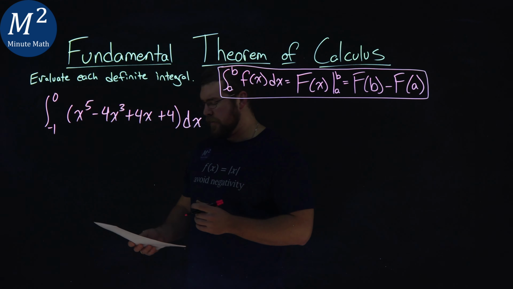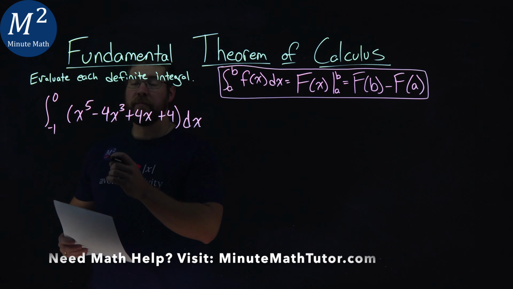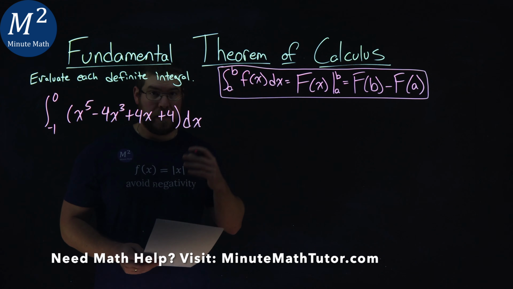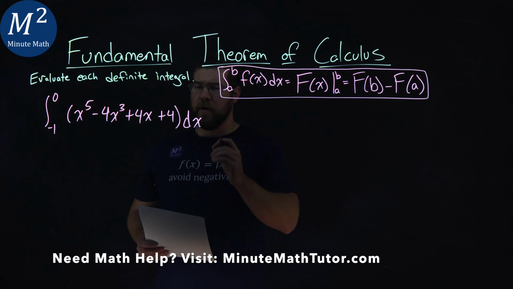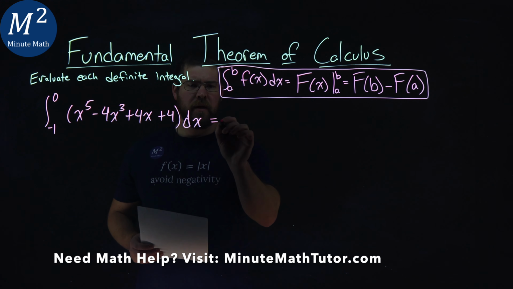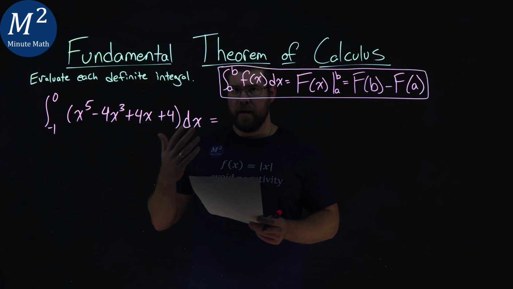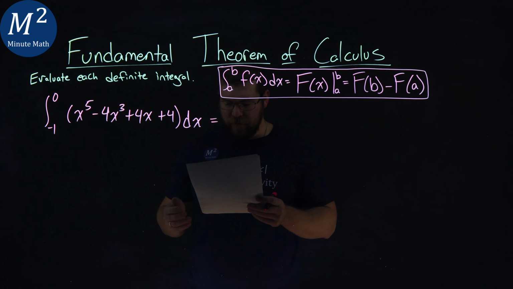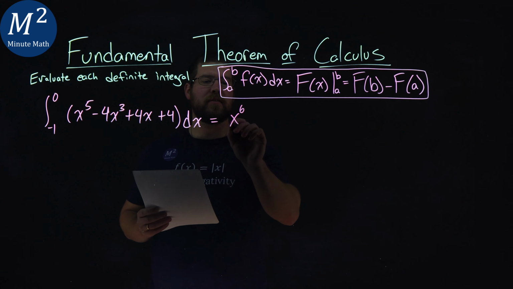We're given this problem right here, the integral from negative 1 to 0 of x to the fifth minus 4x cubed plus 4x plus 4 dx. And we have to evaluate this definite integral. Well, the first thing I want to do is find the integral here, using our little formula here. So, the integral of x to the fifth power is x to the sixth over 6.